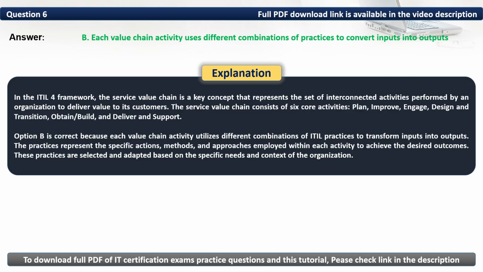Option B is correct because each value chain activity utilizes different combinations of practices to transform inputs into outputs. The practices represent the specific actions, methods, and approaches employed within each activity to achieve the desired outcomes. These practices are selected and adapted based on the specific needs and context of the organization.